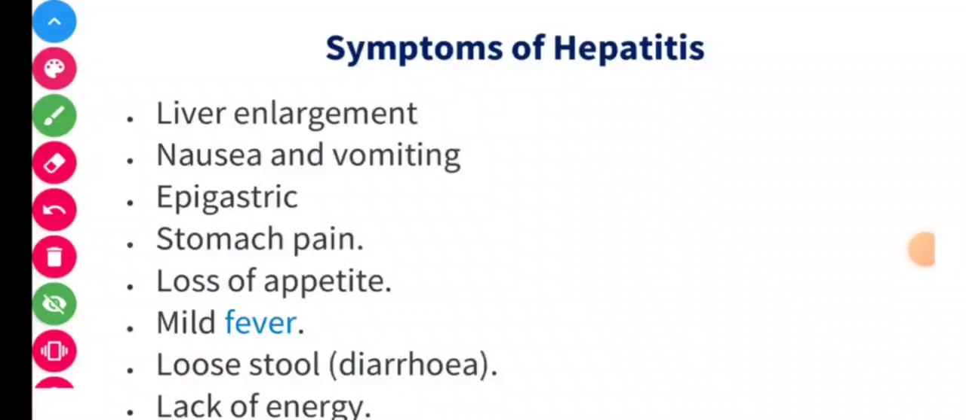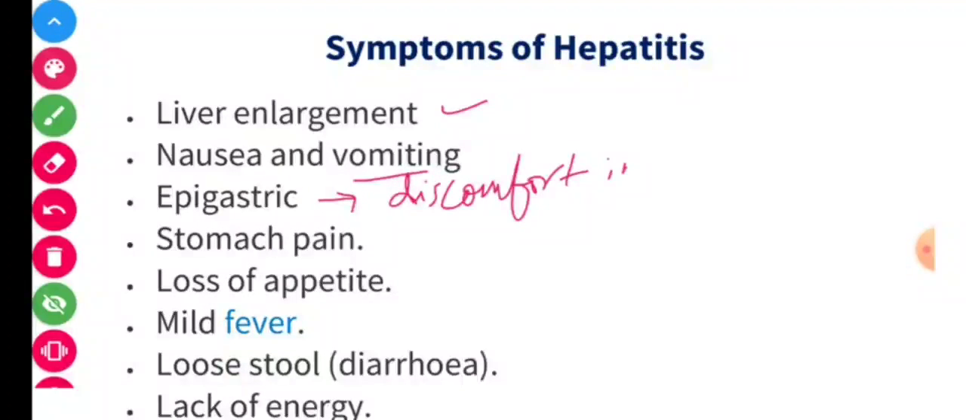The symptoms of hepatitis: in case of hepatitis, the liver of the patient becomes enlarged, and there are nausea and vomiting. Nausea means the feeling which occurs before vomiting. Nausea will be there, and vomiting, as you know. Epigastric means discomfort in digestion.